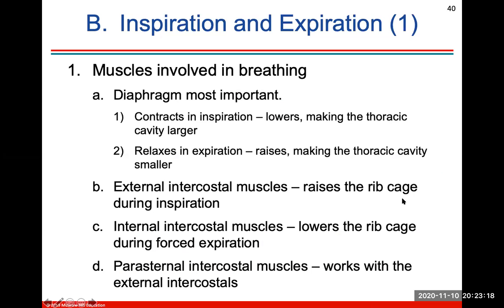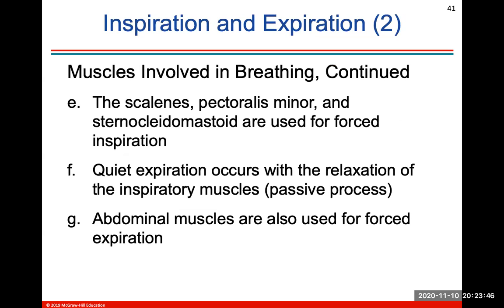The diaphragm is the most important muscle in breathing. It will contract in inspiration, so it'll lower, making the thoracic cavity larger, and it will relax in expiration, so it will raise, making the thoracic cavity smaller. Then we have external intercostal muscles, internal intercostal muscles, and parasternal intercostal muscles, which will both have an effect on the rib cage, whether during inspiration or expiration.